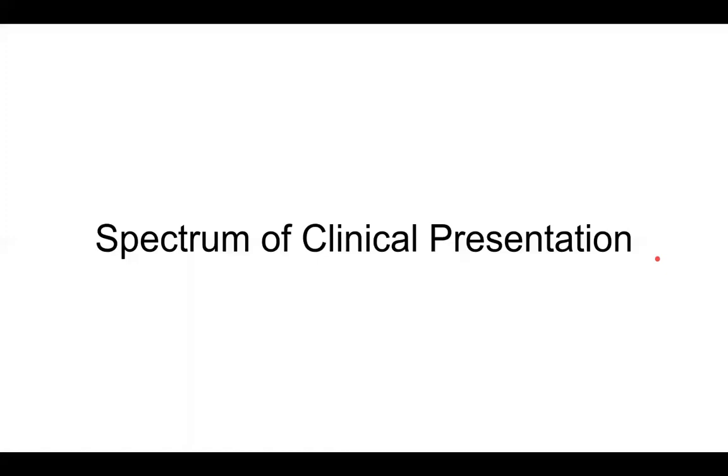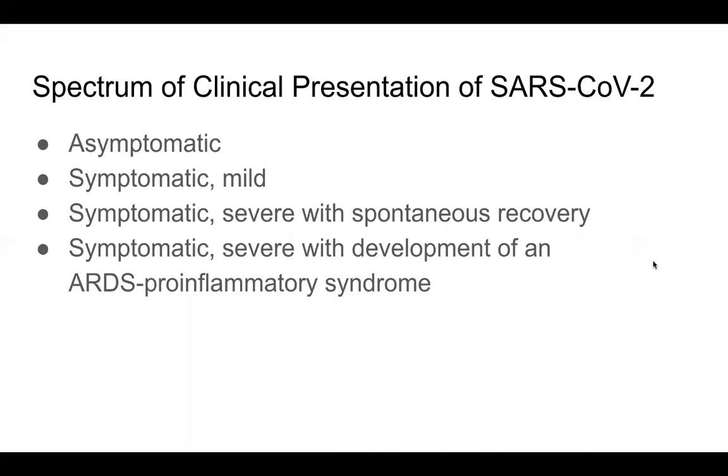Okay, so now I'm going to spend some time going through the spectrum of clinical presentation. Next slide, please. So I think what's becoming clear is there truly is a spectrum of presentation for people with SARS-CoV-2 infection. So there are some patients who are truly asymptomatic. And again, I think as Aaron alluded to, to know the exact number of the truly asymptomatic people, we are going to need good serosurveys. Then there are patients who are symptomatic, but with mild and self-resolving symptoms.